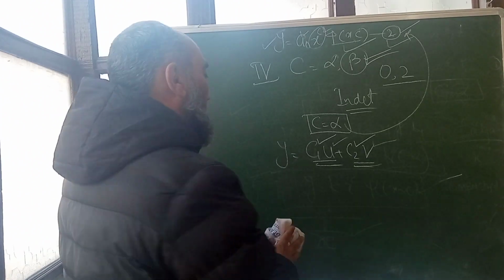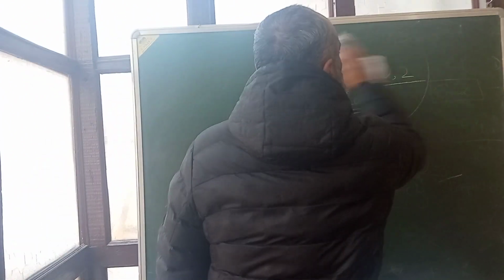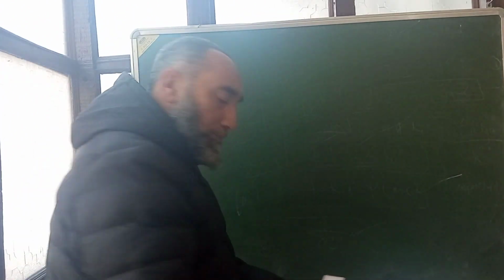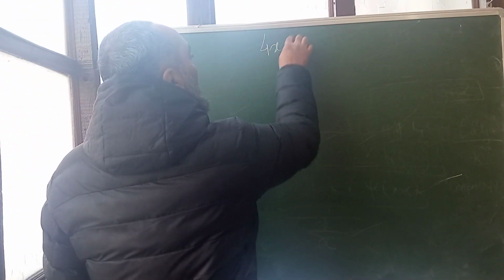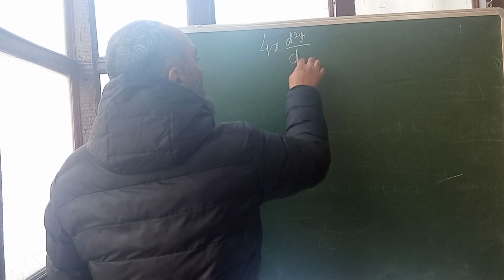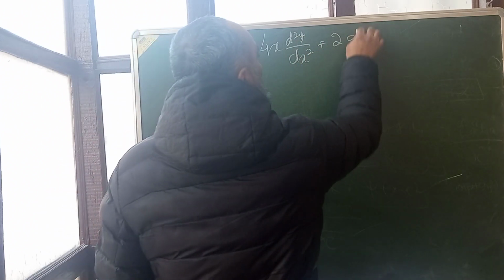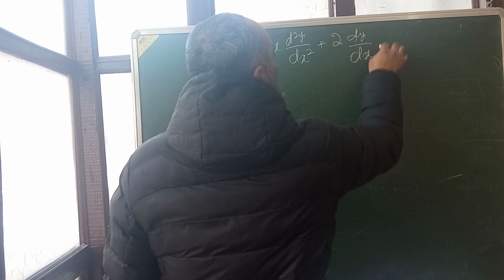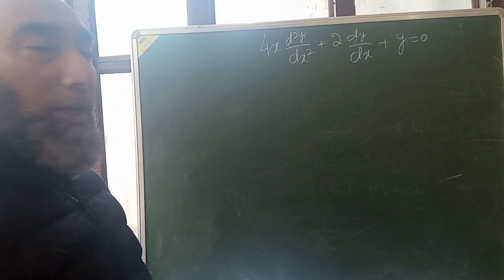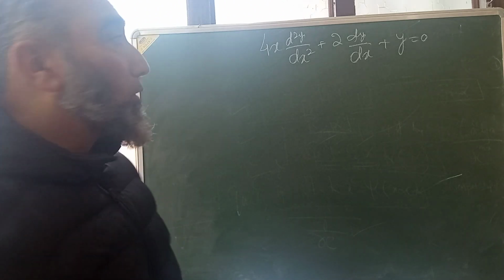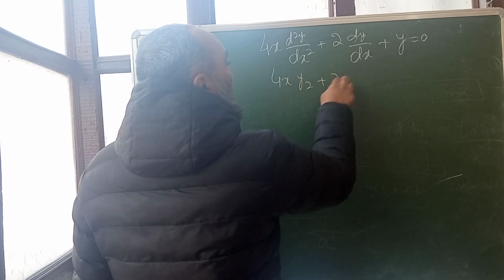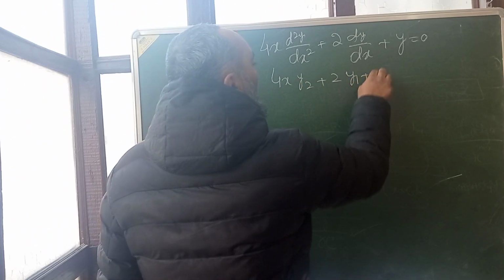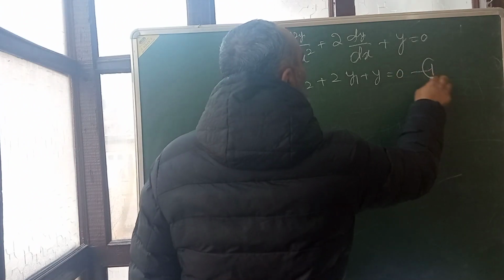Now let me take up an example. Suppose I have the example 4x squared y double dash plus 2y dash plus y equal to 0, means 4x y2 plus 2y1 plus y equal to 0. This is 1. Okay.